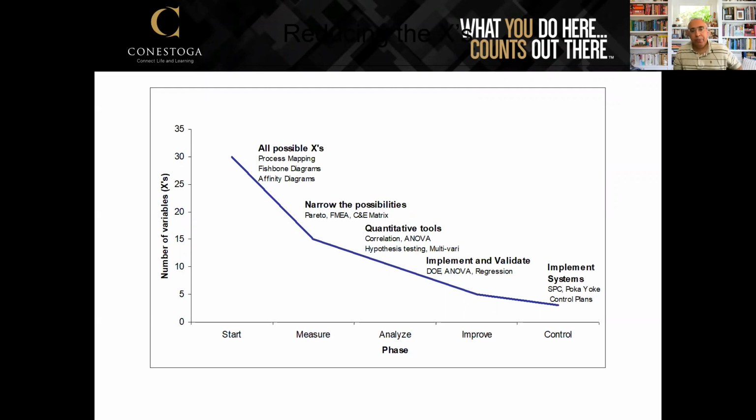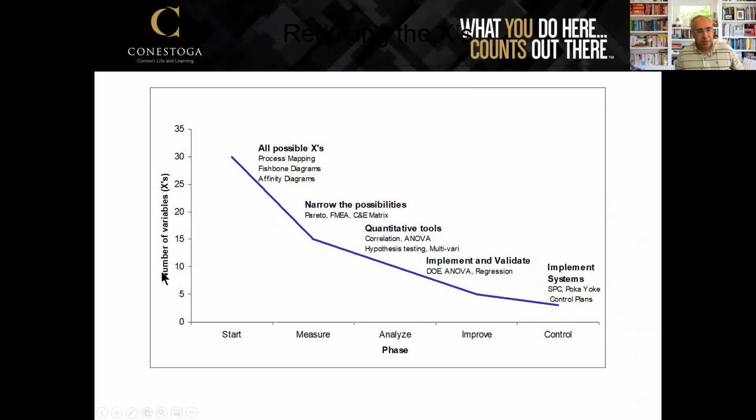Okay, so this chart is showing us that in your phases, so in your start, in your measure, analyze, improve, and control phase, these are the different things you will be doing as it goes along down the line. So in this one, you will look at overall under measure. You have a lot of different factors under measure. You use process mapping, fishbone diagrams, affinity. So this is the number of variables here.